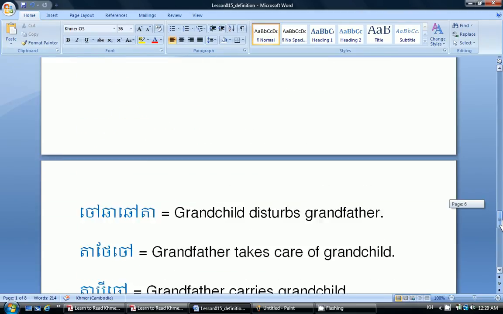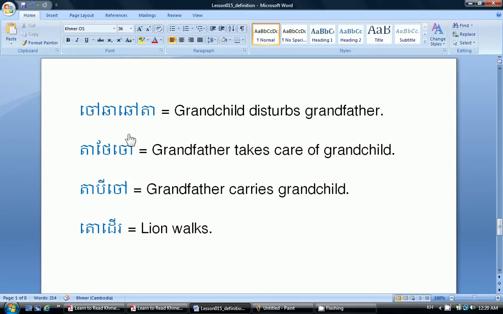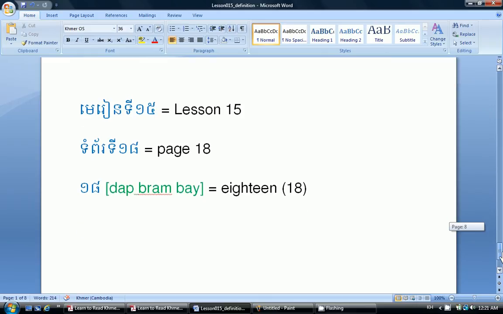Okay, so here are those phrases again. Jiao cha chao ta means grandchild disturb grandfather. Ta tai jiao, grandfather takes care of grandchild. Ta bai jiao, grandfather carries grandchild. Tao da, lions walk.